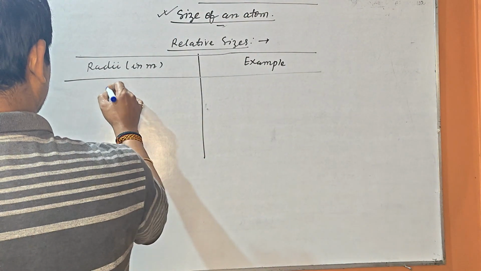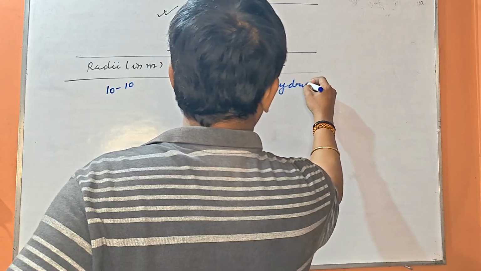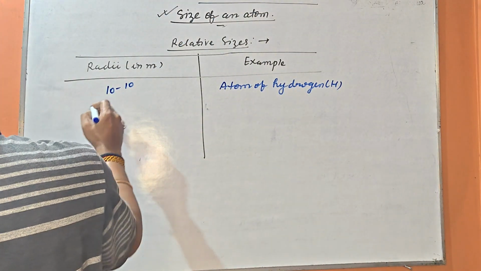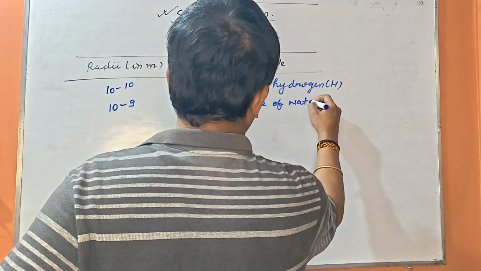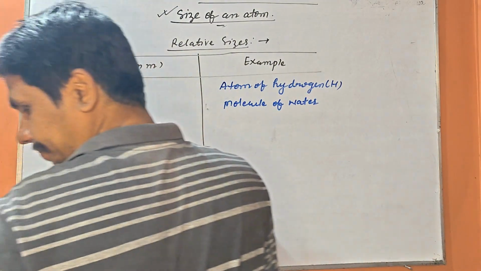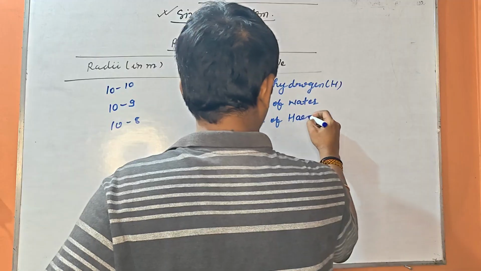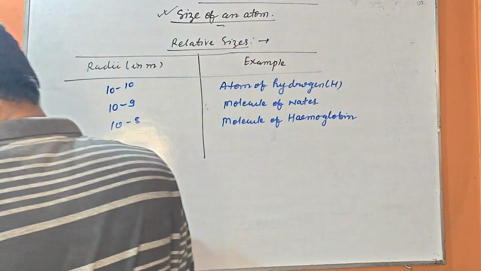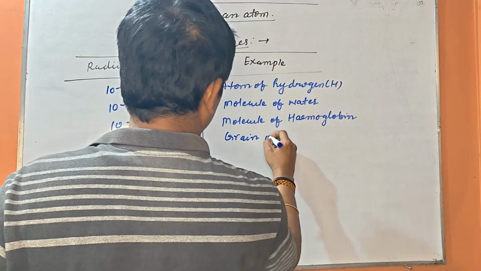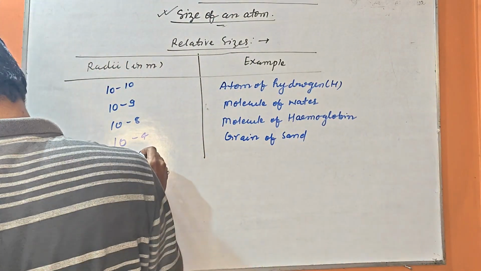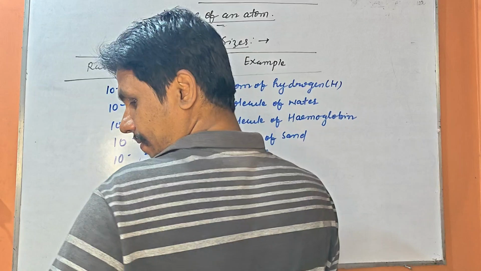10 to the power minus 10, atom of hydrogen H. 10 to the power minus 9, molecule of water. 10 to the power minus 8, molecule of hemoglobin. 10 to the power minus 4, grain of sand. 10 to the power minus 2 and 10 to the power minus 1, that is the watermelon.